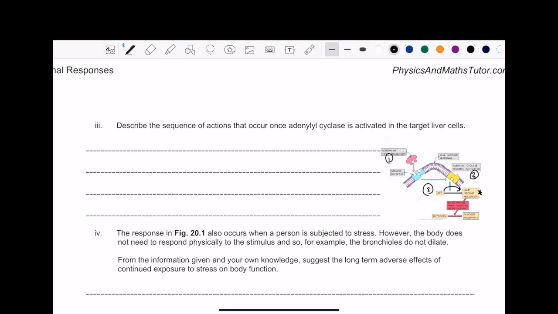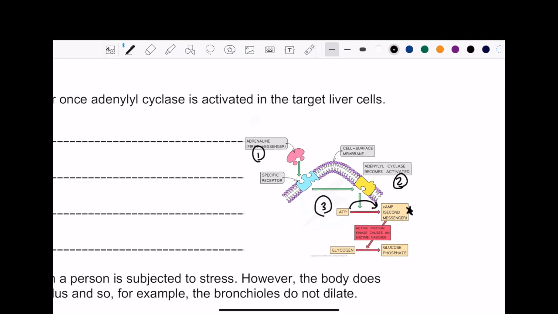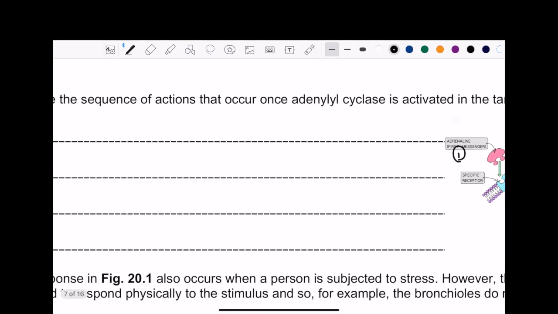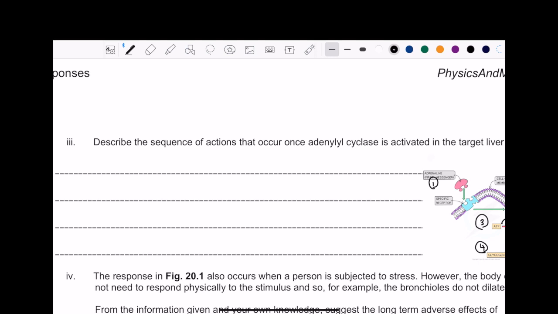So here, what does the question say? It says, describe the steps after adenylyl cyclase is activated. Well, we talk about step 3 and 4. So we say how it catalyzes synthesis of cAMP from ATP, and then cAMP activates the protein kinase, which causes enzymes to convert glycogen into glucose, and that's it.